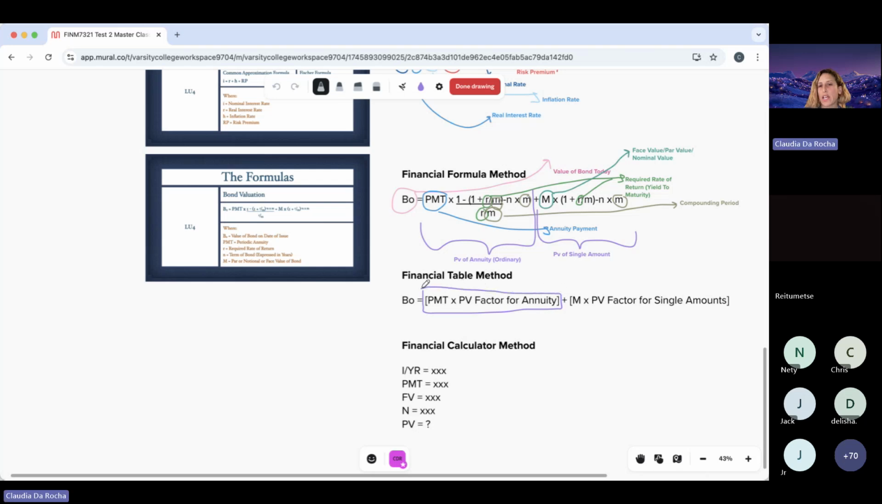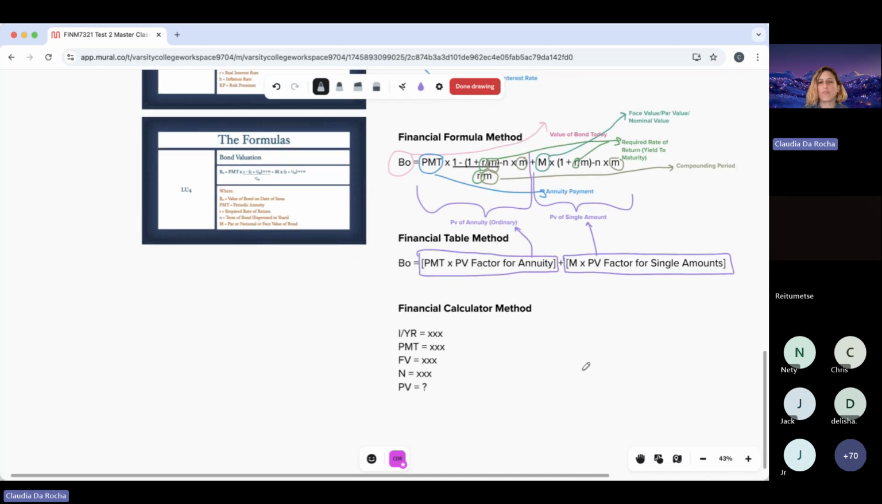And you go to your table. As you did in Learning Unit 2, if you prefer the table method, you go to your table, find the present value factor for your annuity, an ordinary annuity, and then you plug it in here. So you'll get your payment amount times the factor, which gives you the first half of the formula. With the second one, it's your nominal value times the present value factor for your single amount. That would have been your single amount formula or financial table. So you can choose any method, whichever you prefer.